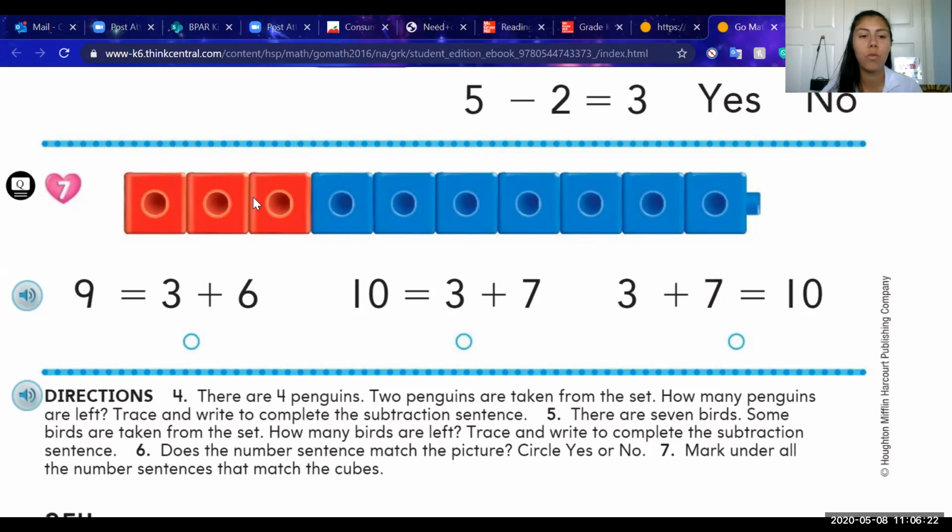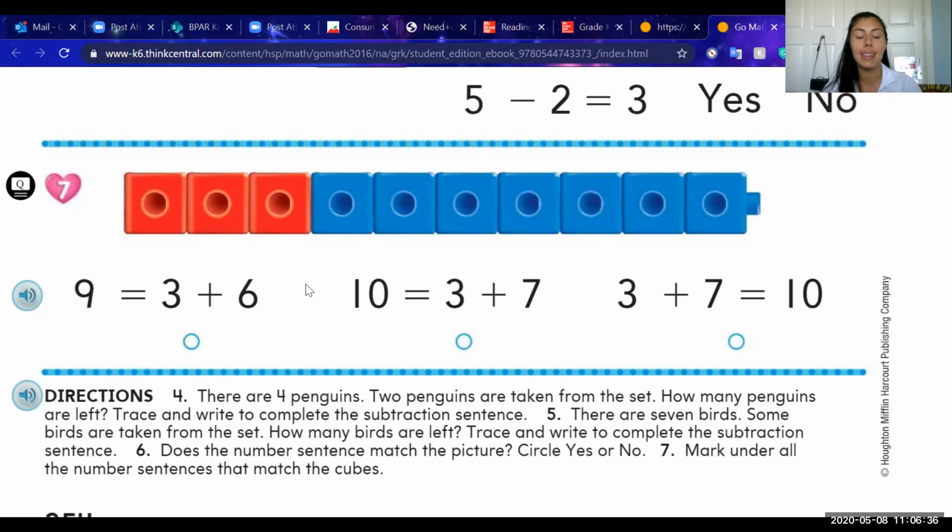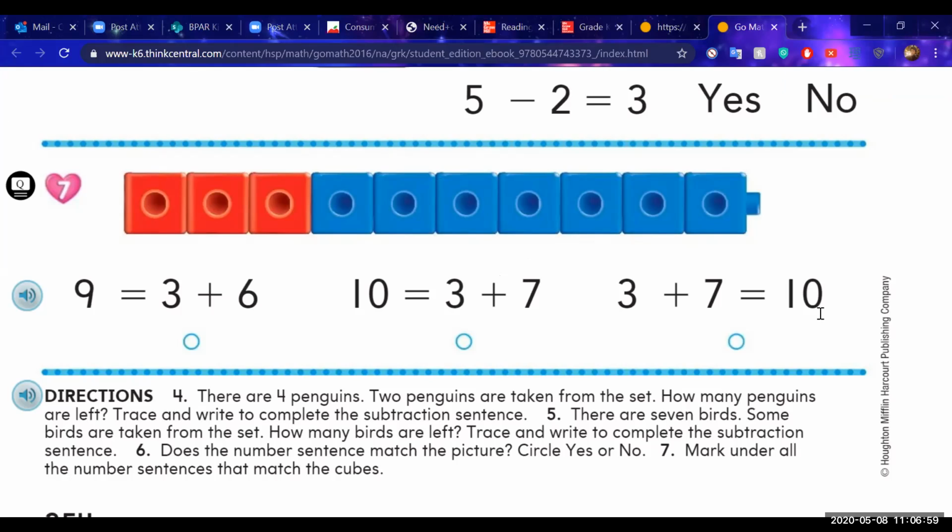So let's see how many red cubes we're putting with how many blue cubes, and then see what we have all together. Remember that we use the plus sign to symbolize putting things together. So please go ahead and count. How many red? Write that number down. That will be your first addend. How many blue? Write that number down. That will be your second addend. And then count how many you have all together. Go for it. And we'll review the answer in just a moment.